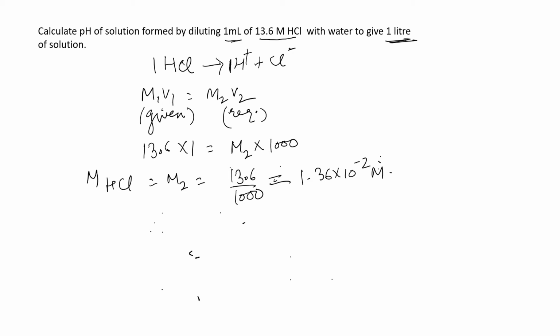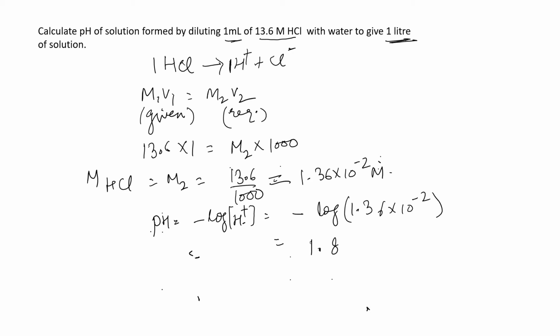Now the pH of resultant solution is minus log of H positive ions, that is minus log of 1.36 into 10 raised to minus 2, and if we solve this equation it comes out to be 1.8665. So this is the pH of the resultant solution.